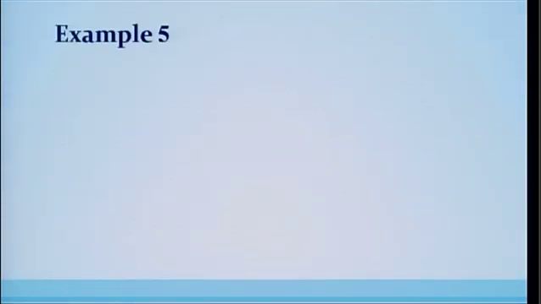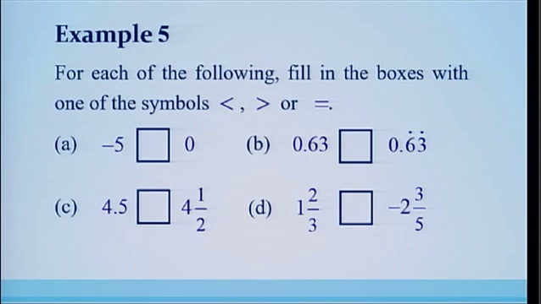Now let's do some examples with real numbers in general. For each of the following, fill in the boxes with one of the symbols: less than, greater than, or equal to. You will see in these numbers we have different types of numbers. You have recurring decimal numbers, you have fractions, you have negative integers. We're going to compare them.